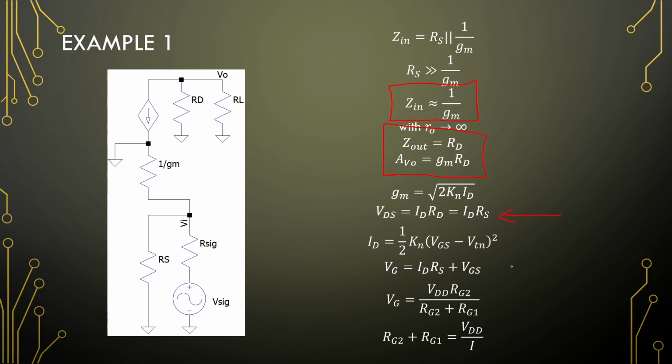Three resistor, single rail, so VDS is ID RD, ID RS, and just a voltage divider for the 2 gate resistors. Having a current flowing through the 2 gate resistors of 100 microamperes, the total voltage there is 12 volts, so 12 divided by 100 micro will give us the combination of these 2 resistors.